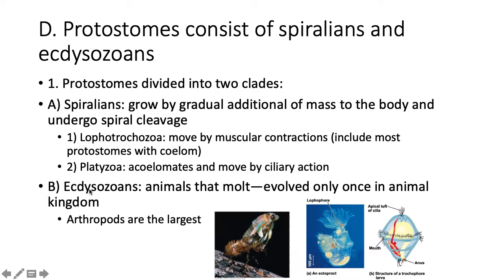Second group underneath protostomes is the ecdysozoans, and these are organisms that molt. We'll go through ecdysis. So you can see this. I don't know what kind of insect that is. I don't think that's a cicada, no. But they molt. They'll shed their exoskeleton. Arthropods are the largest group of the ecdysozoans. So, yes, protostomes are divided into two clades, spiralians and ecdysozoans. Spiralians are subdivided into Lophotrochozoans and the Platyzoans.